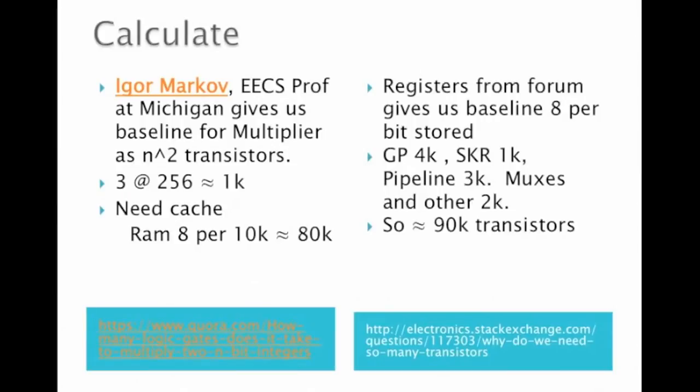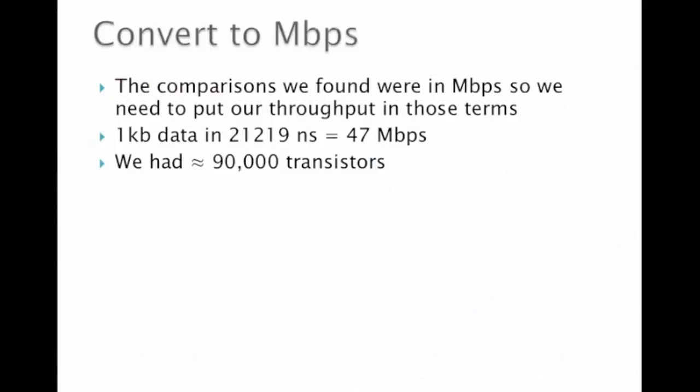To get an overall transistor count, we basically just sum up all of the components of our system. We have our ALUs, we have our registers, we have our pipeline registers, and then we have some peripheral data. This brings us to approximately 90,000 transistors. For purposes of comparison, we need to convert our throughput to megabits per second. This equals about 47 megabits per second.